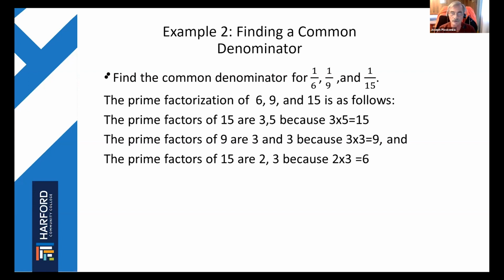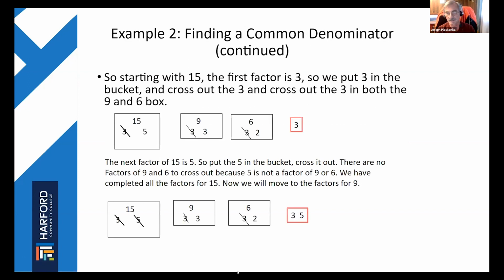Okay. Well, we know the prime factorizations for 15 are 3 and 5, for 9 are 3 and 3, and for 6, I made a mistake here. It should be 2 and 3. Next slide, please. Okay, so now we've got three denominators.